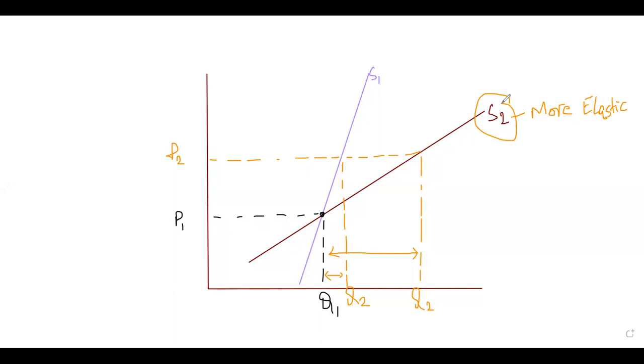Now listen to me carefully. In the case of S2, increase and decrease in supply, both is easier. Increase and decrease in supply, both is easier compared to S1. Is everyone clear on this? So never get confused. When we say responsiveness, we do not specify the direction, right? Yes or no? Are you getting me?